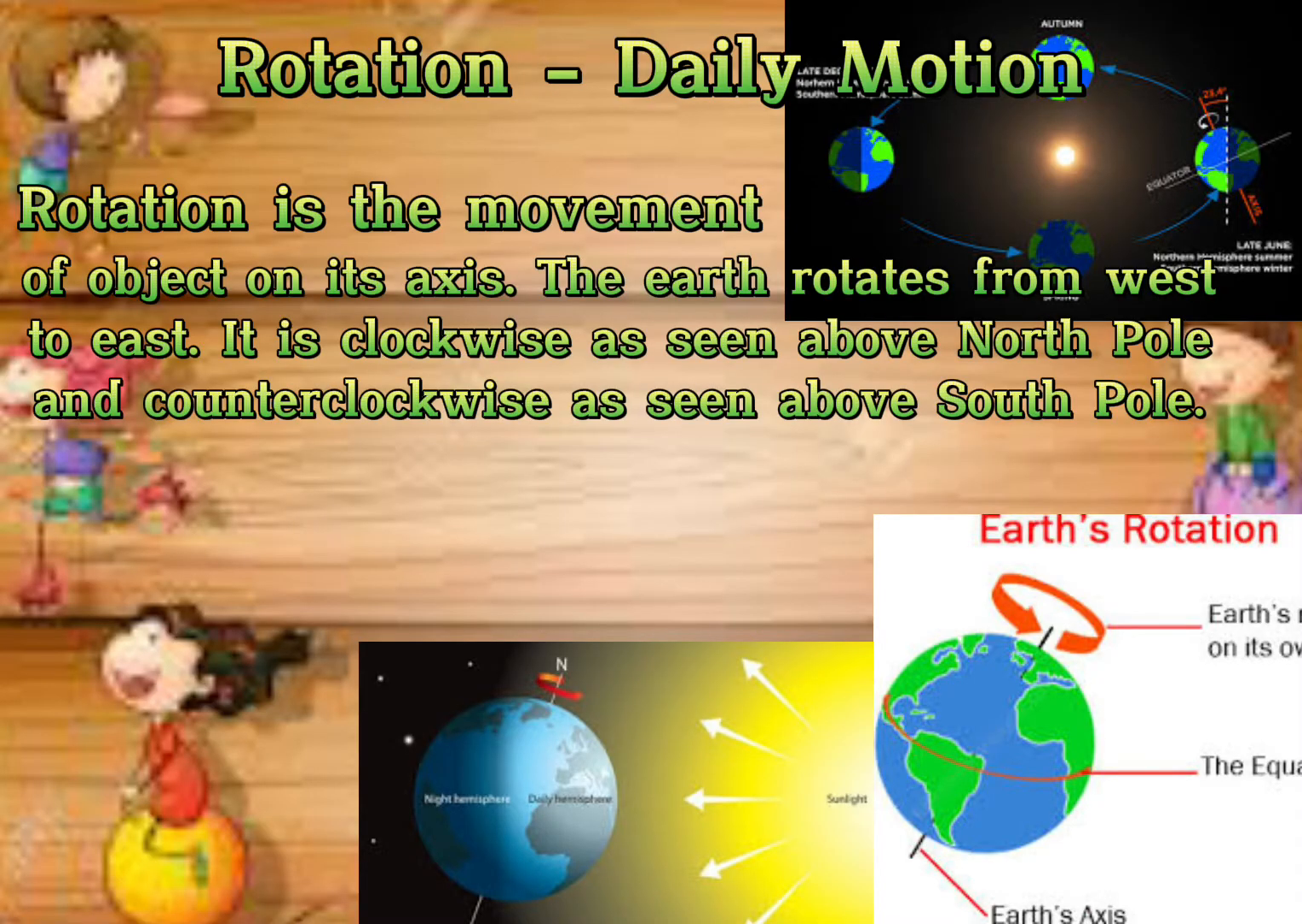Now let's talk about the rotation of the Earth in daily motion. Rotation is the movement of an object on its axis. The Earth rotates from west to east. It is clockwise as seen above North Pole and counterclockwise as seen above South Pole.